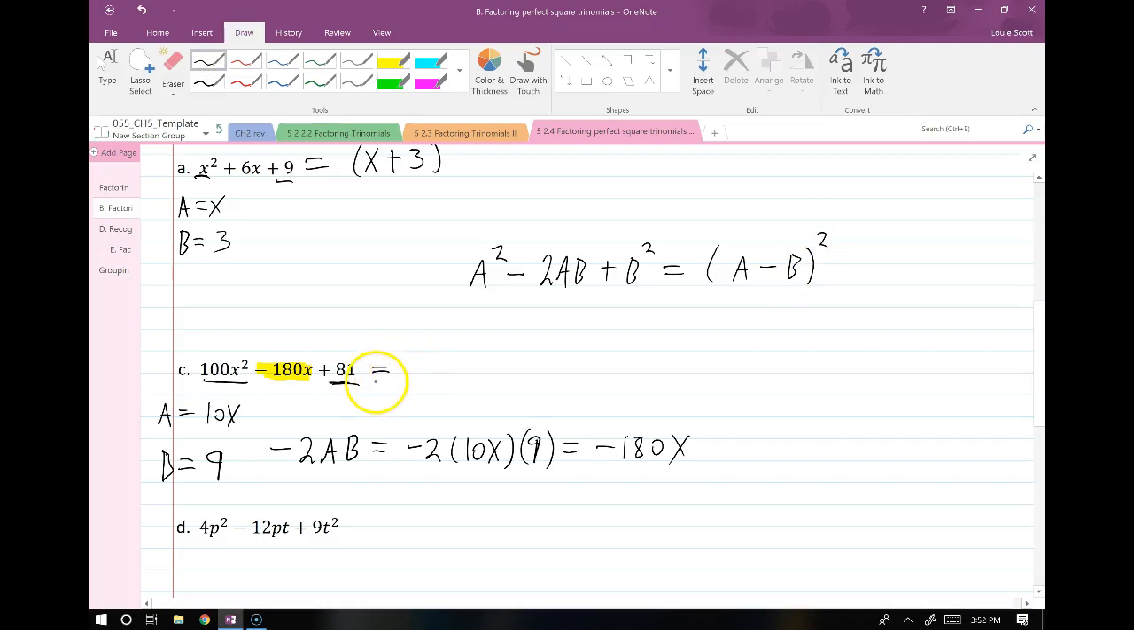All right, so for this one, my a is 10x. My b is 9, and I just square that and call it a day.